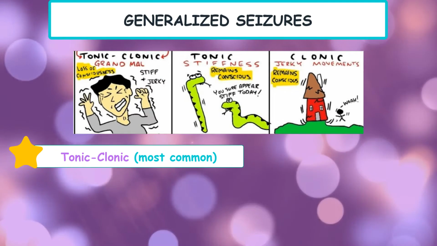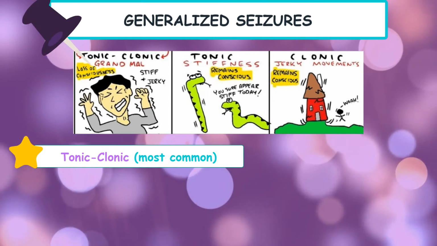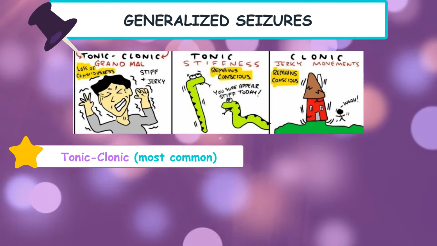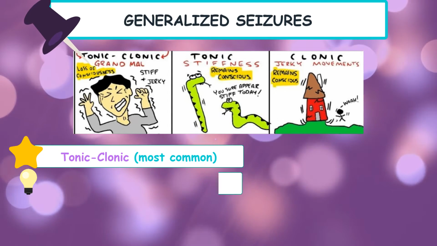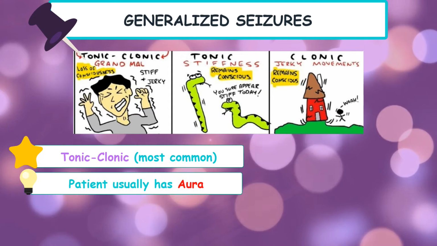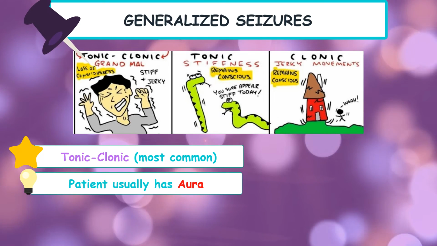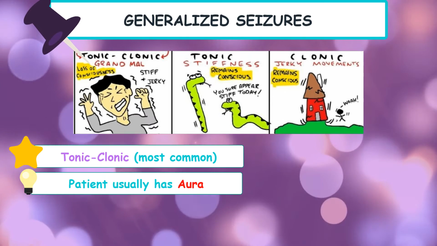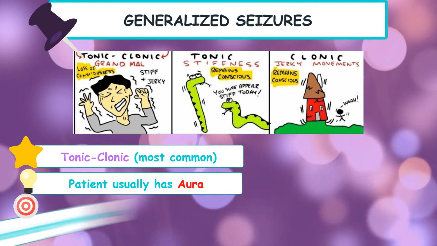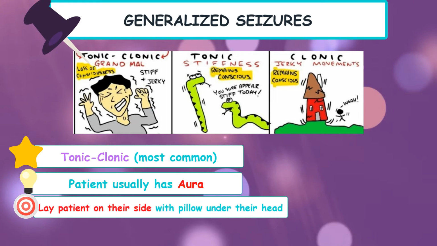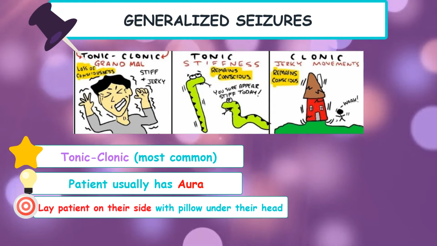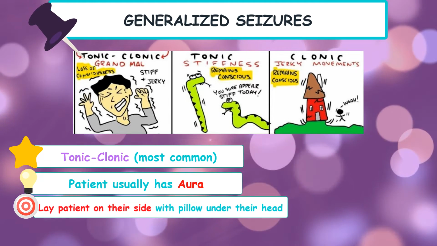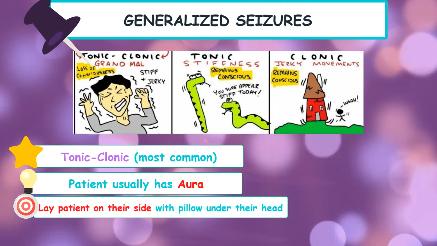The most common seizure that you've heard of is probably the grand mal seizure, which is the tonic-clonic type. These patients usually have an aura. Remember, an aura is basically a warning sign that a bigger seizure is going to happen, but an aura is the earliest sign of a seizure. As a nurse, you need to position the patient side-lying and place a pillow or cushion under the patient's head, as this position allows the patient's saliva or any other fluid such as vomit to drain from the mouth, and this reduces the risk of choking.